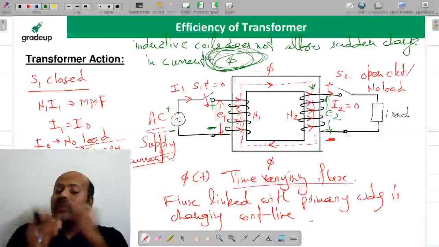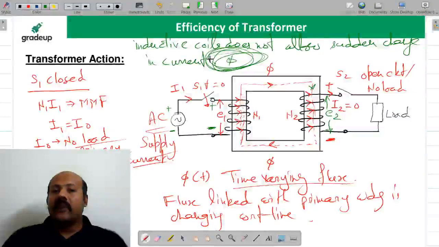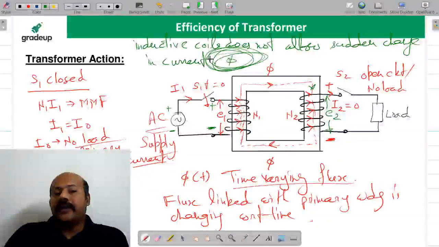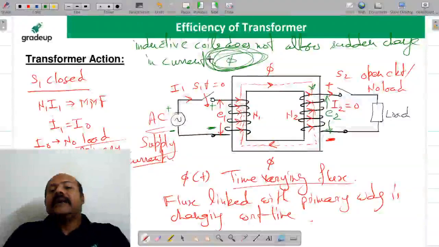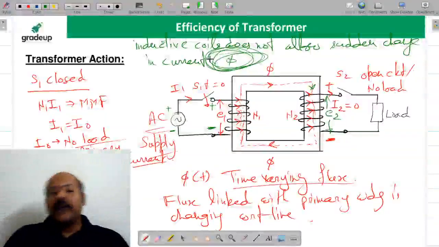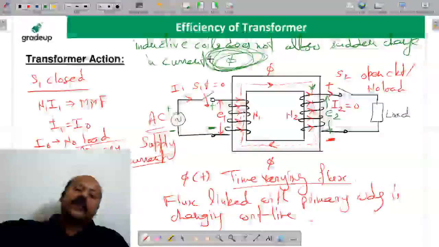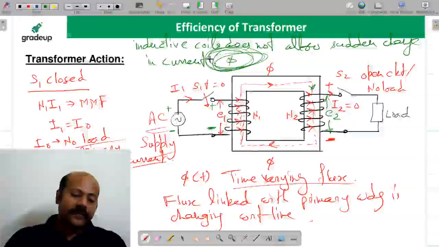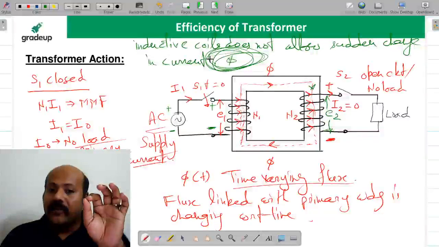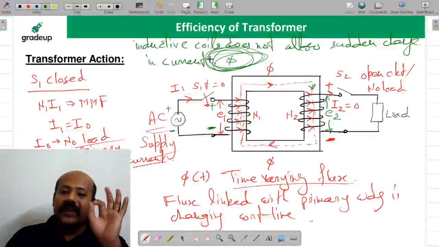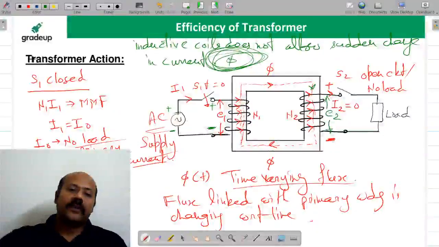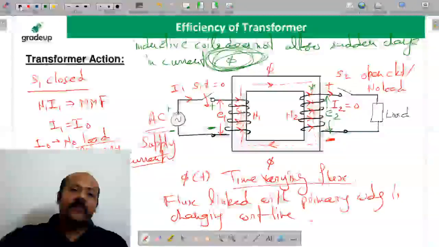It means there has to be some change in the supply side. Now what is that change? That change is extra current drawn from the supply to meet the load which is connected at the load end. I hope it is okay. Now all of you listen to me very properly. I am going to tell you a very important concept regarding the transformer. Please listen to me very properly.